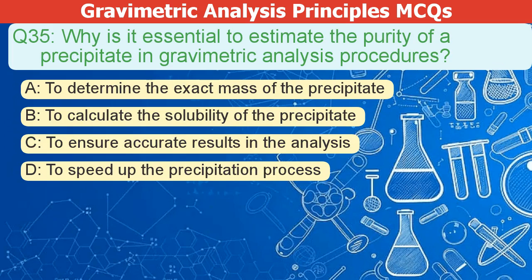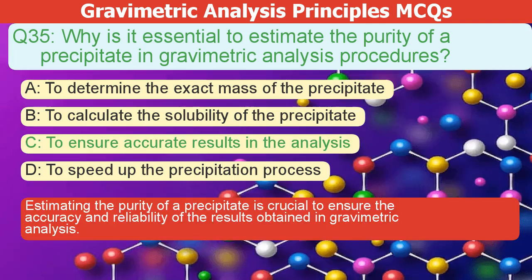Why is it essential to estimate the purity of a precipitate in gravimetric analysis procedures? A. To determine the exact mass of the precipitate. B. To calculate the solubility of the precipitate. C. To ensure accurate results in the analysis. D. To speed up the precipitation process. The correct answer is C. Estimating the purity of a precipitate is crucial to ensure the accuracy and reliability of the results obtained in gravimetric analysis.